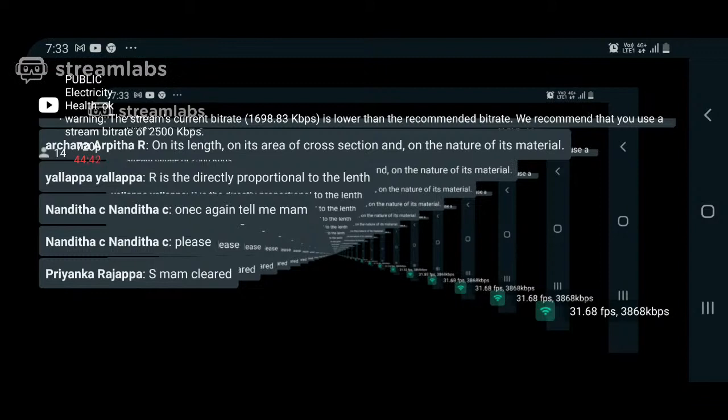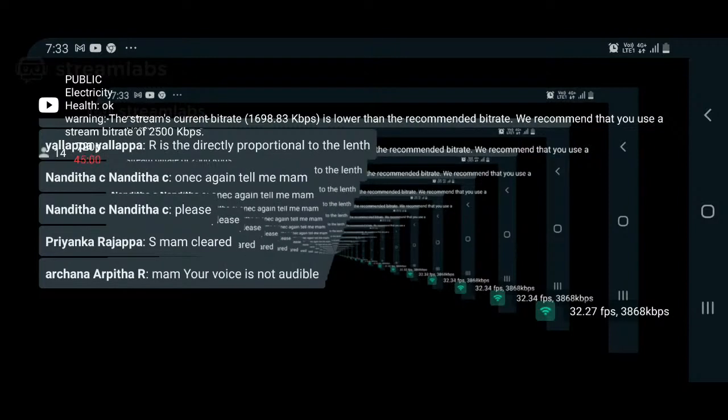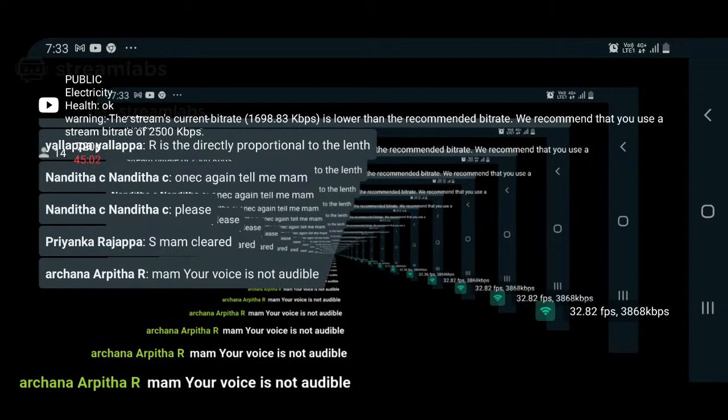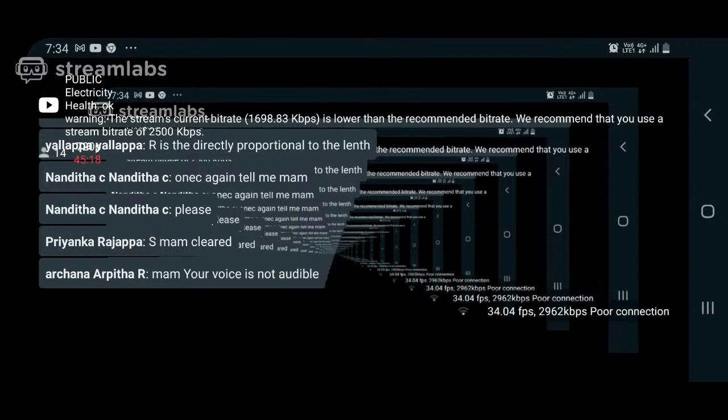Copper is a good conductor of electricity because it shows less resistivity. And the third question, why are alloys used in making heating devices? Alloys generally show higher resistivity than other metals, and alloys do not oxidize readily at high temperature, or alloys do not burn readily at high temperature. Hence, alloys are used in making heating devices.